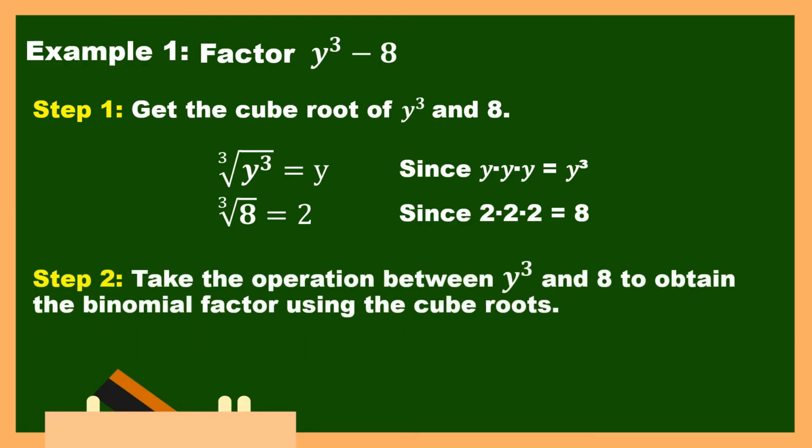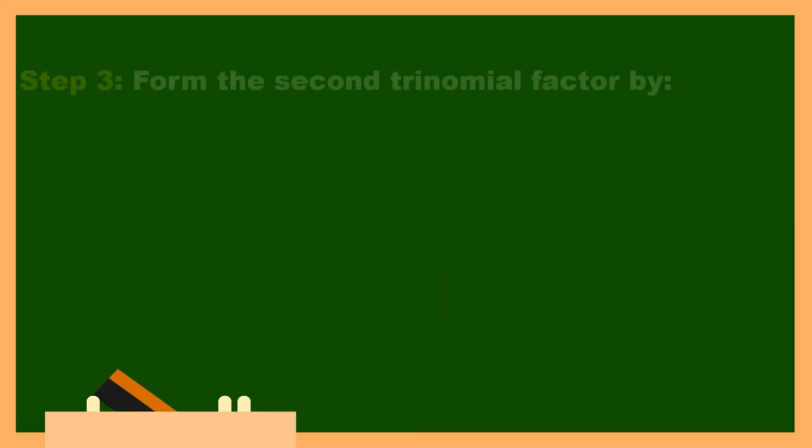Then, the second step is take the operation between y cubed and 8 to obtain the binomial factor using the cube roots. Okay, ngayon naman, gagamitin natin yung operation na ginamit doon sa ating polynomial na y cubed minus 8. And ang ating mapo-form na binomial factor ay y minus 2. Si y ay yung cube root ni y cube and si 2 naman ay ang cube root ni 8. Step 3.